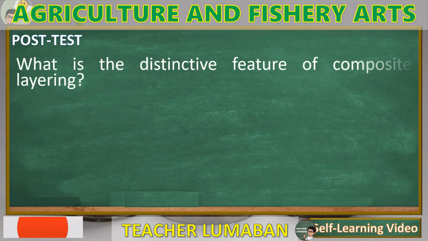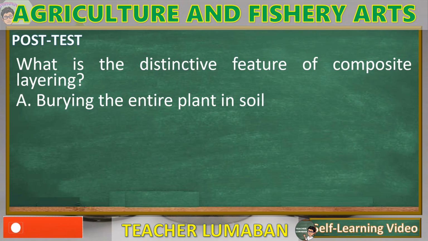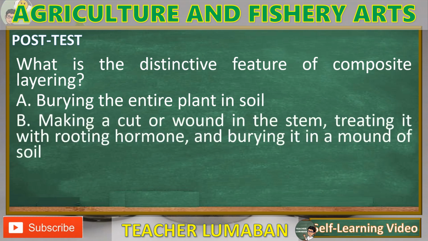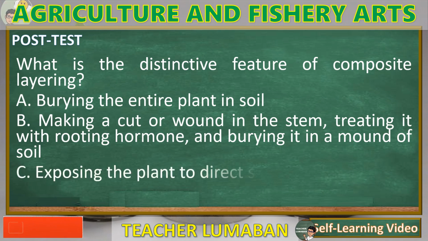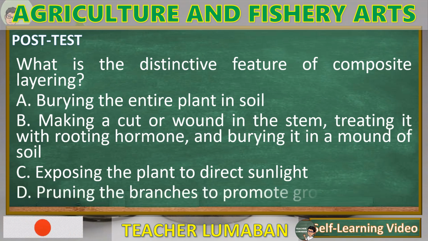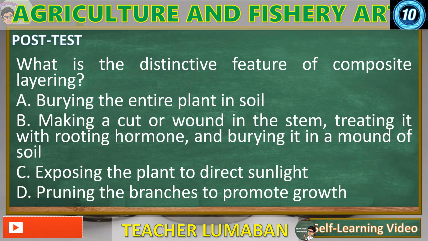What is the distinctive feature of composite layering? A. Burying the entire plant in soil. B. Making a cut or wound in the stem, treating it with rooting hormone, and burying it in a mound of soil. C. Exposing the plant to direct sunlight. D. Pruning the branches to promote growth.